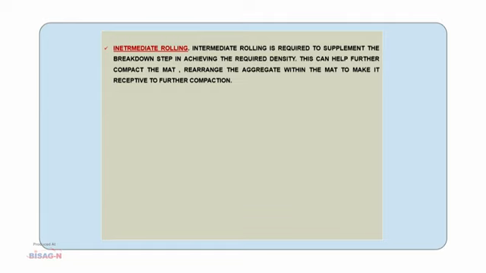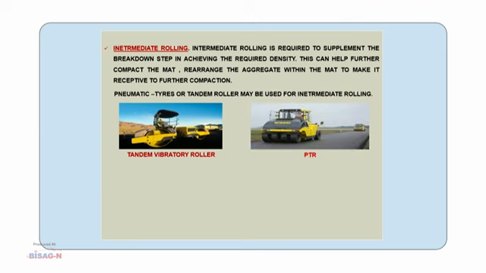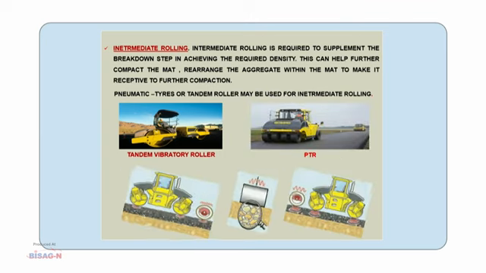Next is intermediate rolling. Intermediate rolling is required to supplement the breakdown step in achieving the required density. This can help further compact the mat and rearrange the aggregate within the mat to make it receptive to further compaction. Pneumatic tire or tandem roller may be used for intermediate rolling. This is a tandem vibratory roller. This is the PTR, that is called pneumatic tire roller.